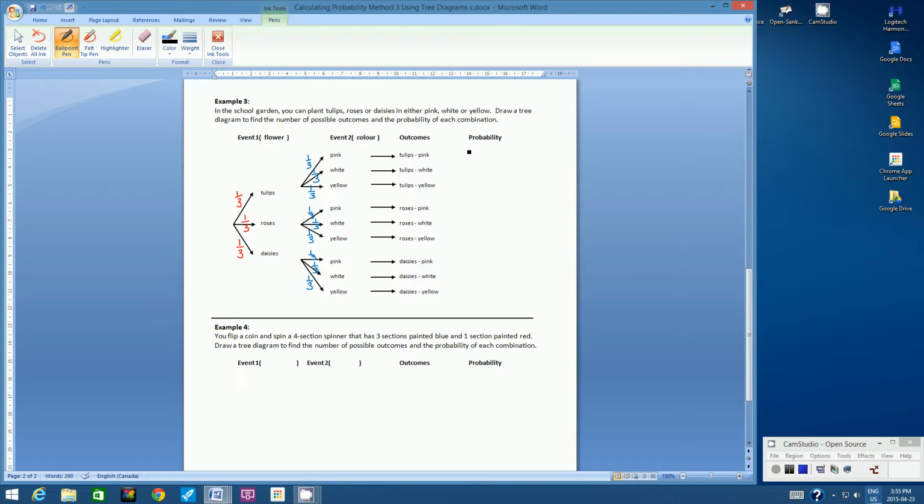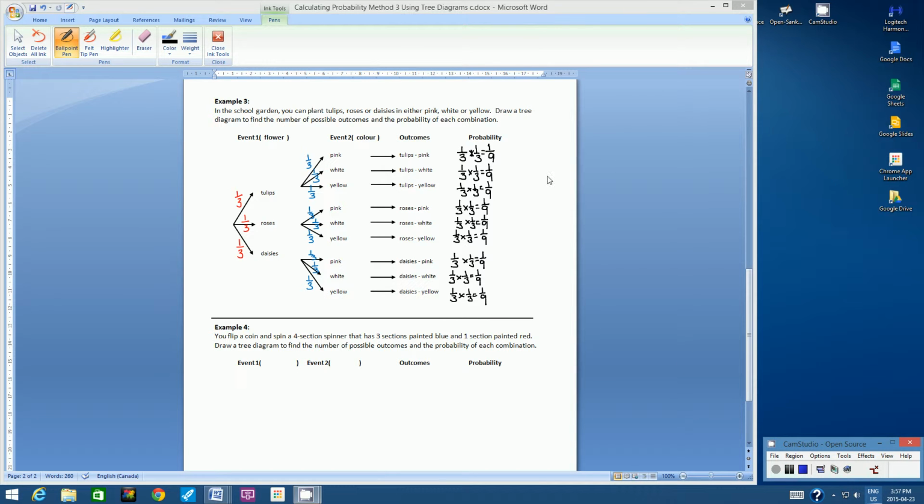Okay. So we're ready to start the probability calculations. If we follow the branches for tulips pink, the first fraction is 1/3. And then if we follow the pink branch, we also get 1/3. So we get a multiplication statement of 1/3 times 1/3. Multiply the numerators, 1 times 1 is 1. Multiply the denominators, 3 times 3 is 9. Okay, so I'm going to press pause here, you're going to press pause, and you're going to continue all of the probability calculations. Okay, press pause here.